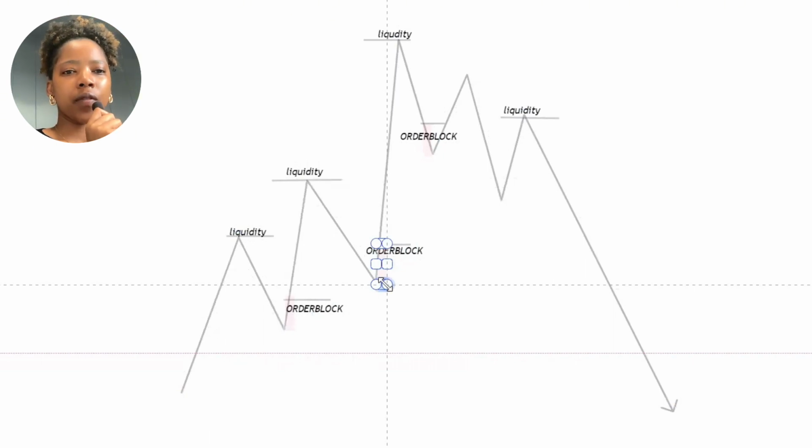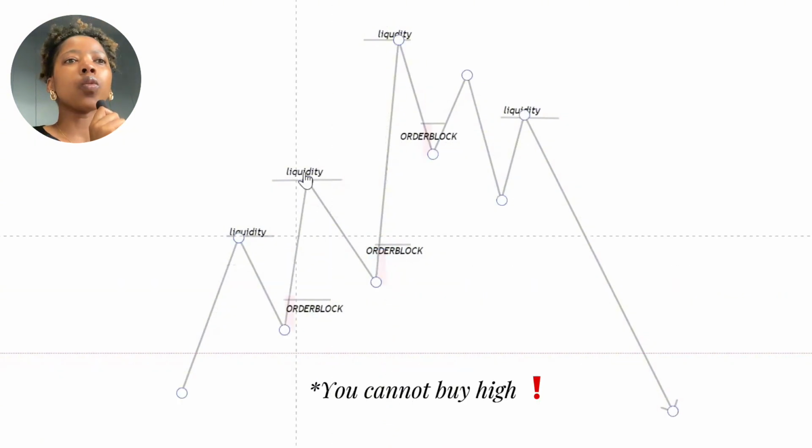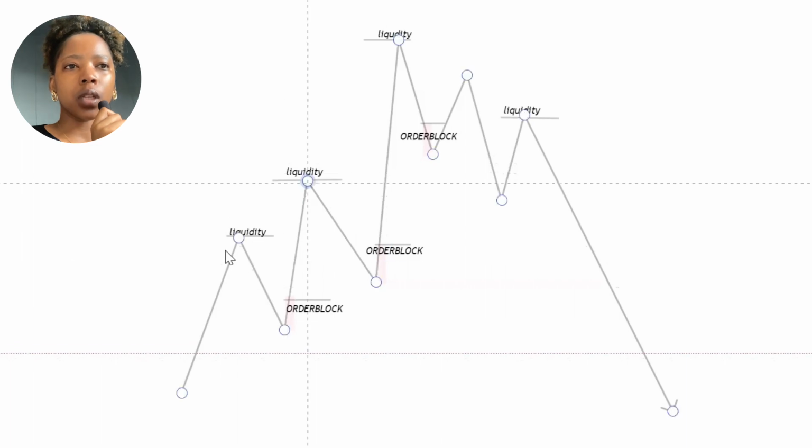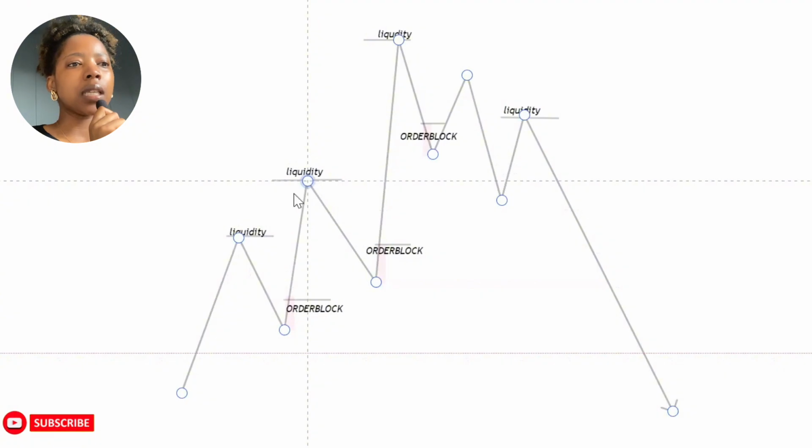The reason why we have to wait for the higher low is that the market is on a discount, it is cheaper. You cannot buy high. That is why you have to wait for them to come to the liquidity and let them take it out. If you were to buy right here on the liquidity, what's going to happen? The market goes up and you're in profit, fantastic.